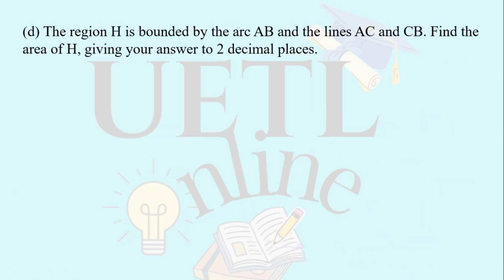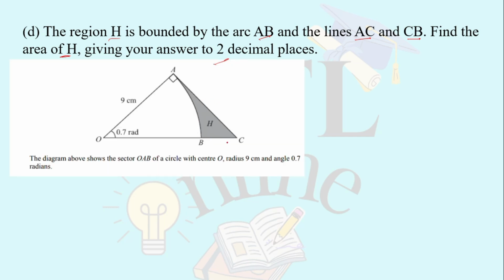Now let's go on and solve this question. We saw that we found the length of AC. Now the region H is bounded by the arc AB, the lines AC and CB. Find the area of H, giving your answer to two decimal places. Let's bring our diagram. Here we can see our diagram. The region H is this one.